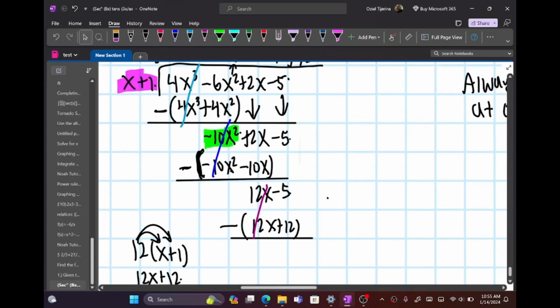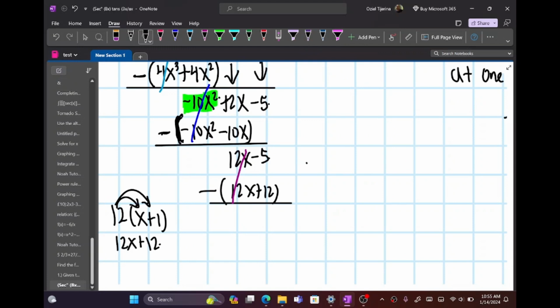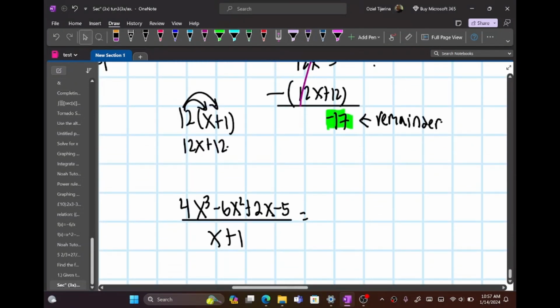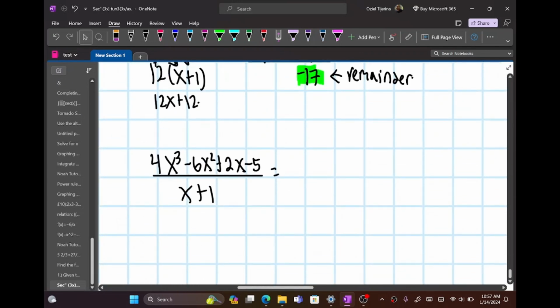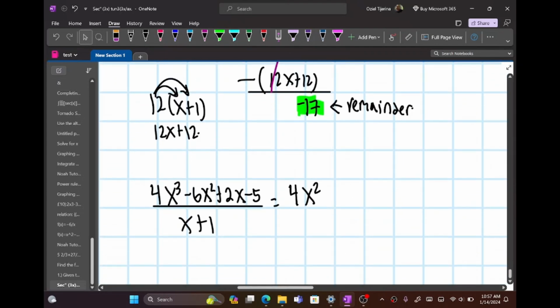The linear factor is the easiest one, guys. That's why I didn't really explain it that well, or that much, because it is pretty straightforward. Now we have negative 5 minus 12, right? This is negative 17. So we know that our remainder becomes negative 17. So the remainder is going to be the negative 17, right? So then we're going to end up with 4x squared. It's going to be 4x squared minus 10x plus 12.